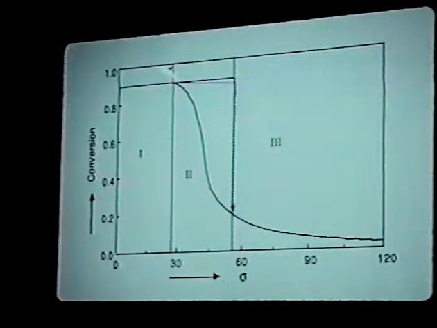So at the beginning, we are in region 1, which has the unique solution at the high conversion branch. In region 2, we have 3 possible solutions, with the middle branch being an unstable solution and a high and low conversion branch. And in the third region, we have uniqueness again.